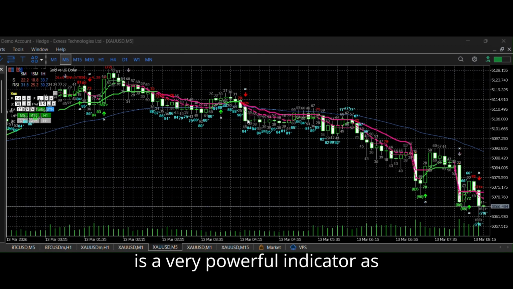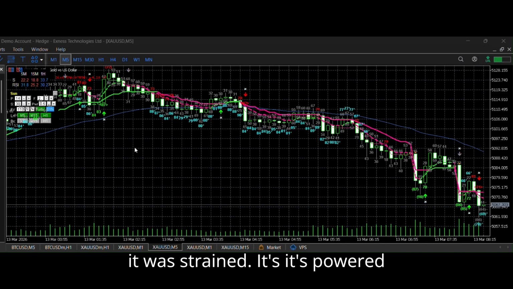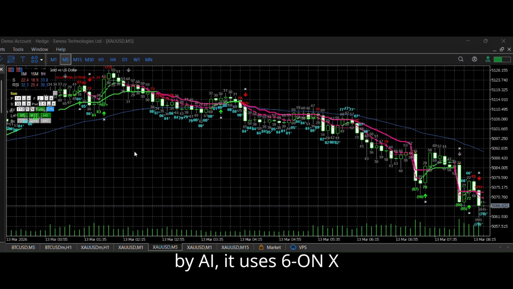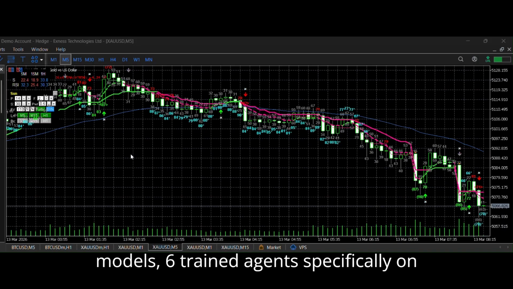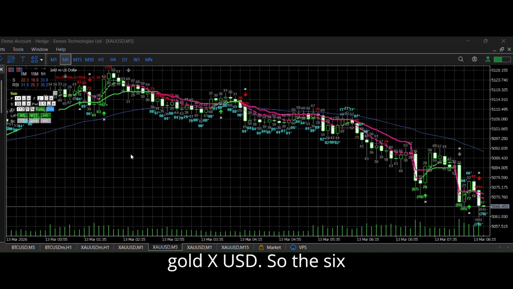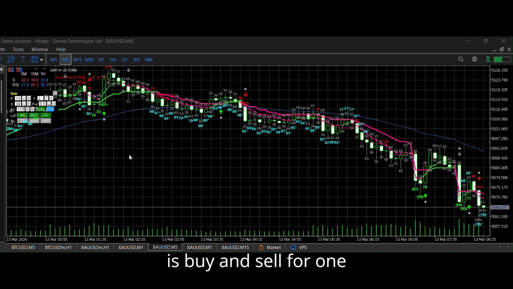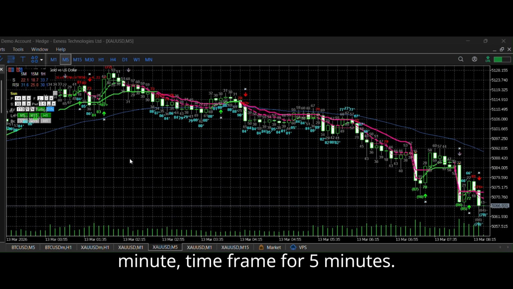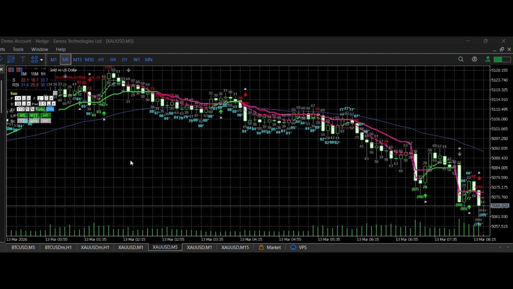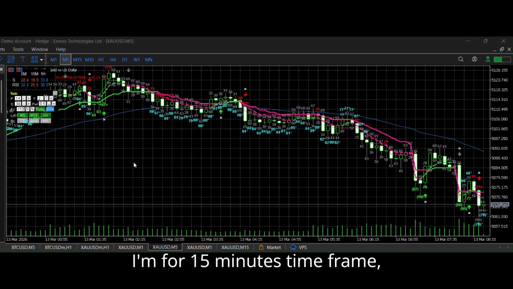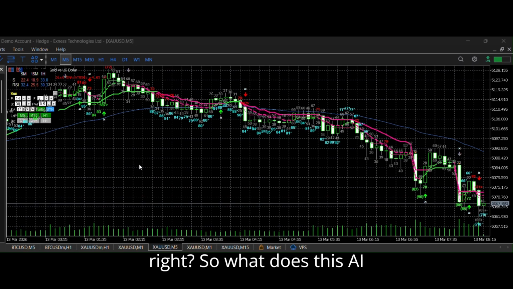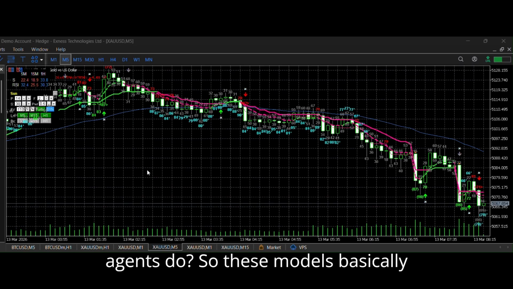Now this is a very powerful indicator as it was trained. It is powered by AI. It uses 6 ONNX models, 6 trained agents specifically on gold, XAUUSD. So the 6 is buy and sell for 1 minute time frame, for 5 minutes time frame, and for 15 minutes time frame, right? So what does this AI agent do?